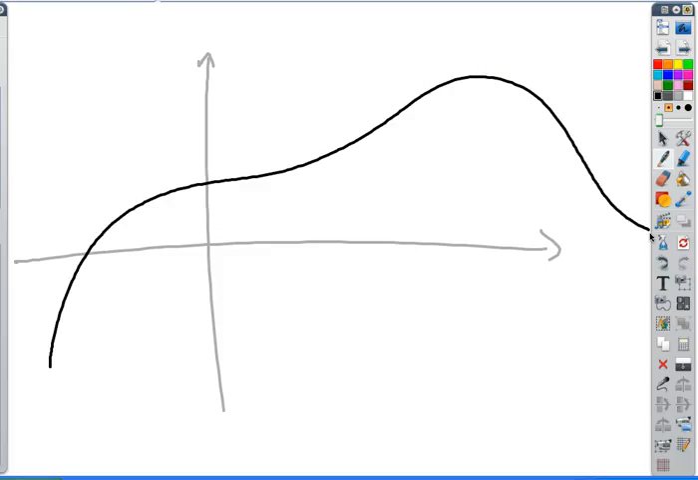Anybody want to try that? Come on up. Is it left or right? Don't ask Siri. Okay, so in red I do where it's concave up. Yeah, red, let's do concave up, blue, concave down.